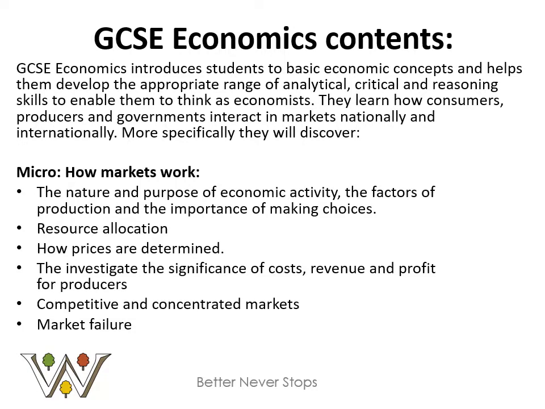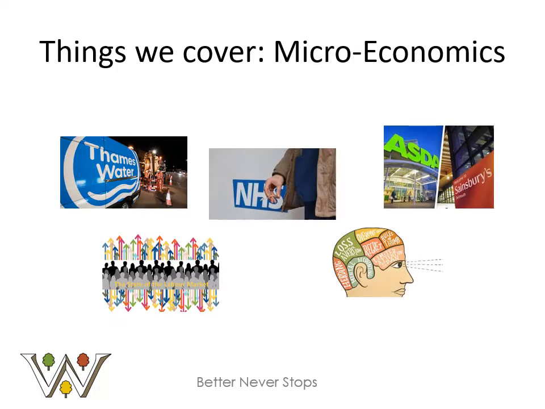This is a list of topics that will be covered in Year 10. In Year 10, we will study microeconomics. Within microeconomics, we will have a look at why Thames Water is the only supplier in the Thames area and why they're classed as a natural monopoly. What does that actually mean? We will have a look at the factors that influence consumer buying behaviour, the factors that influence demand, but also the factors that influence supply. We'll have a look at why the Asda and Sainsbury's merger was blocked.